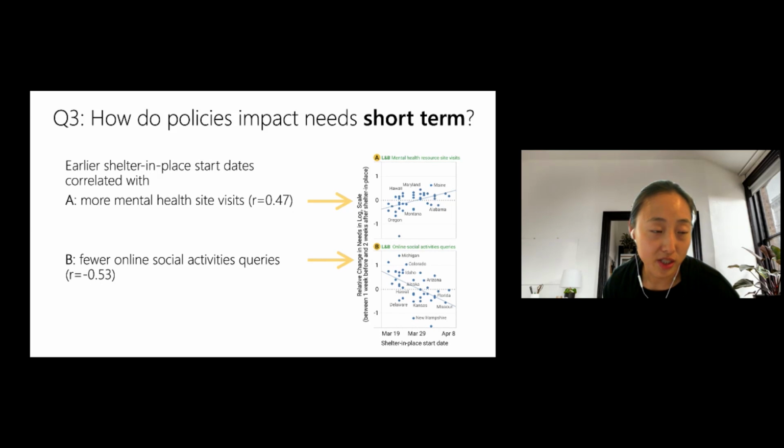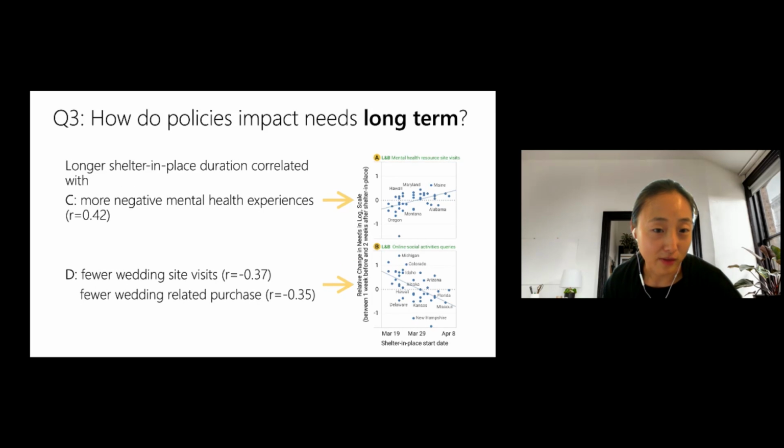We found that earlier shelter-in-place start dates correlated with more mental health site visits and fewer queries for online social activities, such as online games with friends or things to do with family online. We also found that longer shelter-in-place duration correlated with more negative mental health experiences and fewer wedding-related site visits or purchases. This indicates that earlier and longer shelter-in-place mandates may have unintended consequences on social emotional needs, such as mental health.